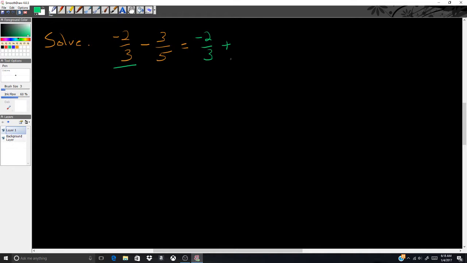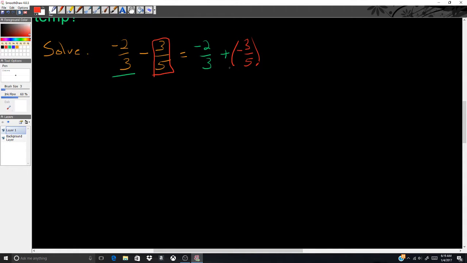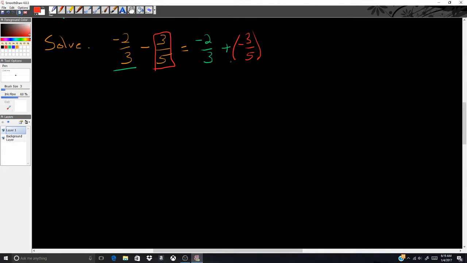Okay, so that's out of the way now. And then the second part of it is dealing with this part right here, and I'll make that red. So the second part is after you make it addition, you change the second number into the additive inverse. And remember, the additive inverse is just the opposite. So this is 3/5, so the additive inverse would be -3/5. Okay, so we're pretty good there now, and slide that screen back up a little bit. So the only thing we've got to do now is go ahead and add them.